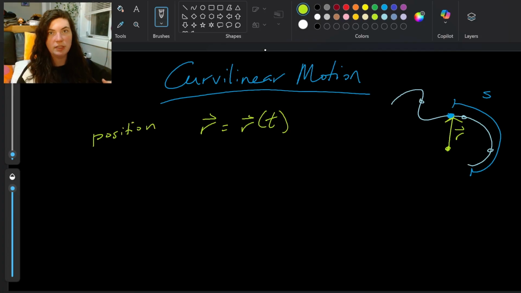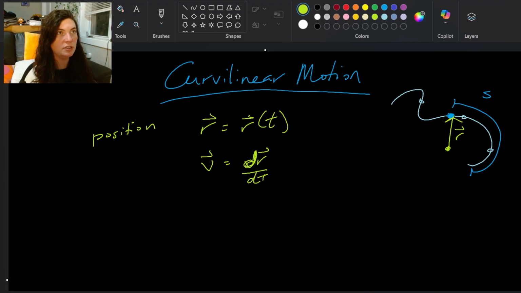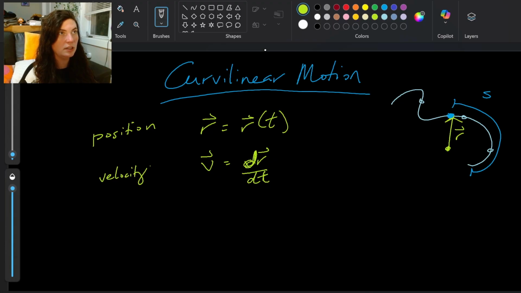And just like we did for rectilinear motion, the relationship between position and velocity still holds true. So we can take the derivative of our position to find velocity. Velocity in vector form is just going to be dr/dt, the derivative of that position with respect to time. It's still the same relationship, we're just looking at it through a little bit of a different lens.